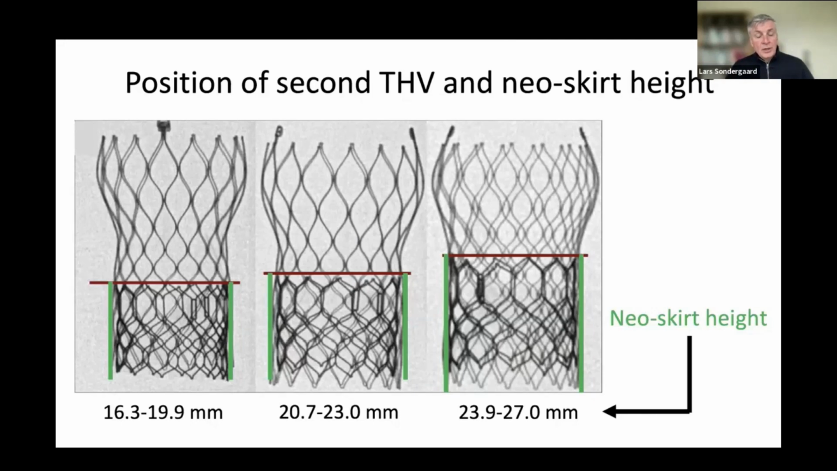The new skirt is the tissue from the first valve's leaflets, which is going to be jailed between the two stent frames. And if you have a high new skirt, your access to the coronary arteries is going to be more difficult. So you can implant low to have a lower new skirt and thereby easier access to the coronary arteries.